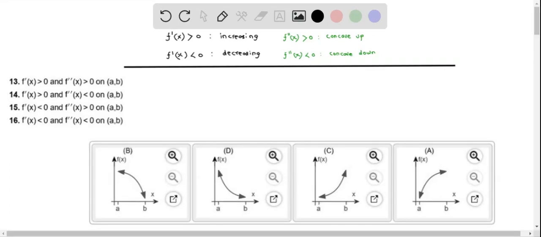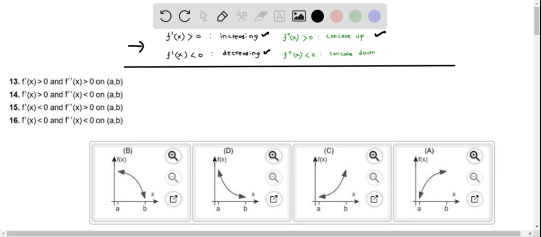We will now match the conditions given in questions 13 to 16 with the corresponding graphs in part A to part D. So for that, we'll be utilizing this definition of the first derivative and the second derivative. That is, whenever the first derivative is positive, we see that it is an increasing function, and whenever it is less than 0, it is a decreasing function.